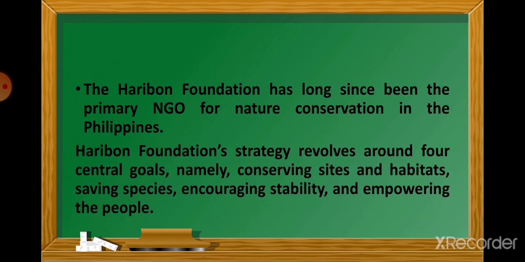Haribon Foundation's strategy revolves around four central goals, namely conserving sites and habitats, saving species, encouraging sustainability, and empowering the people. Haribon has had extensive experience in its community efforts and has since created multi-sectoral models that have a good track record based on their numerous successful and sustainable engagements through the years.